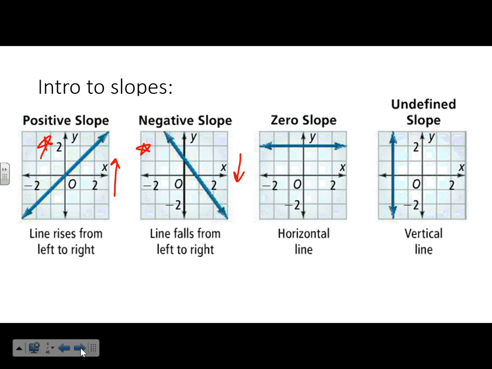First off, a zero slope is always when you end up with a fraction that is 0 over some number. If you have 0 in the numerator, it's always going to be a zero slope. Undefined slope is always going to have the 0 in the denominator. You can never have 0 in the denominator, so that's why it's undefined.